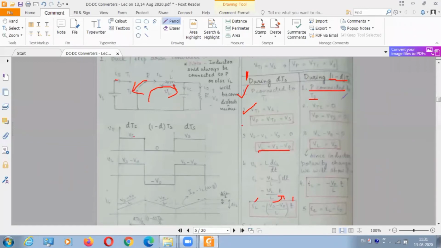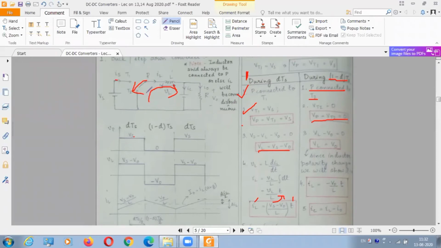So now P is connected to T2. This T2 point is connected to ground, right? And P and T2 are short circuited. So can I tell Vp is equal to Vt2 is equal to 0, right? So next, point number 2, what I have written: Vp is equal to Vt2 is equal to 0.